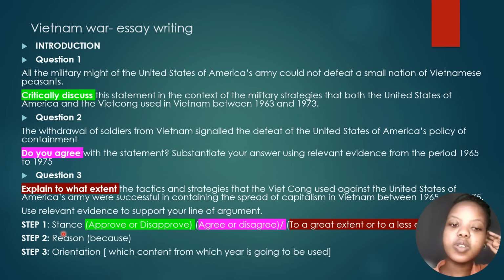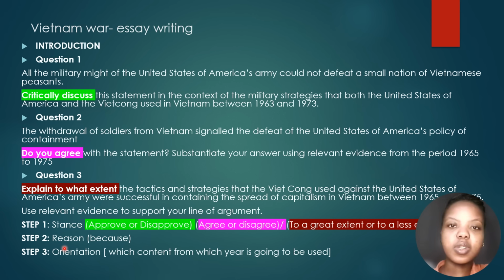Step number 1, you need to take a stance. You might find a question that says to you critically discuss. When the question says critically discuss, this is how you take your stance. You can say you approve or you disapprove. When a question says do you agree, you say you agree or you disagree. When a question says explain to what extent, you say to a greater extent or to a less extent. I hope that makes sense. Step number 1, you always take a stance depending on the question that you got in that exam.